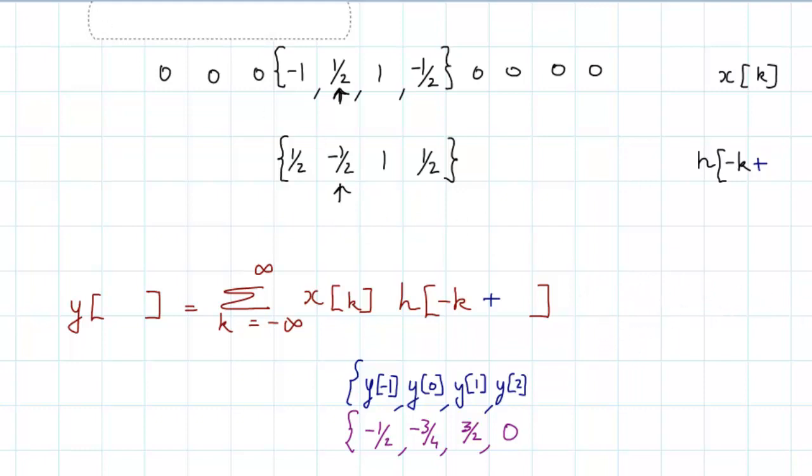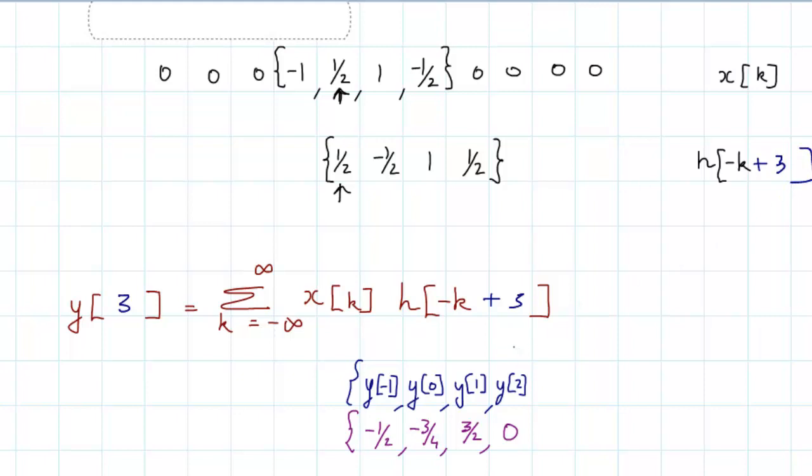And now I will put one step again. I will take this signal one step to the right. Okay, one step to the right. And now I am interested in finding y of 3. So this is h of minus k plus 3.